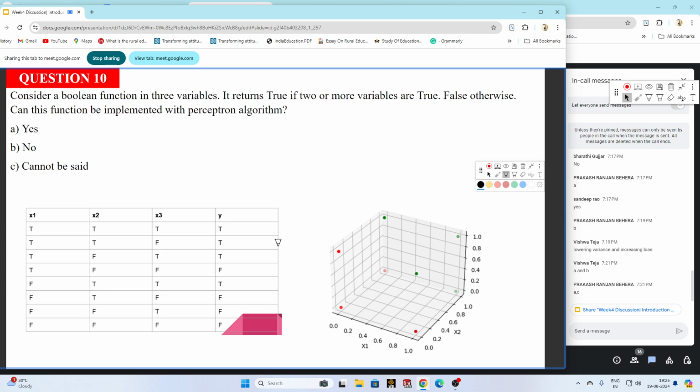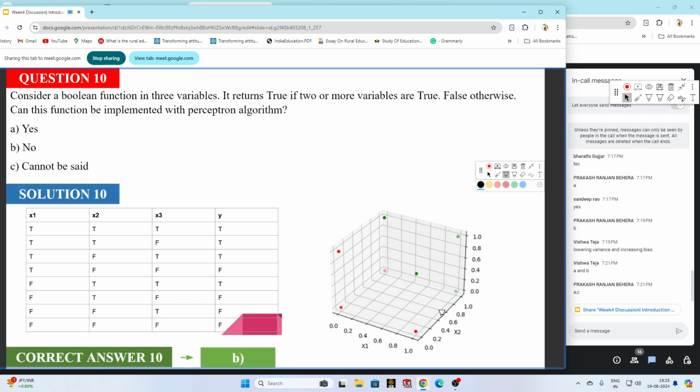So if we denote true by a green point and false by a red point, we can make this graph in Excel or anything, and we can clearly see whether we can separate these two groups by a plane or not, because it is three-dimensional data, so we have to separate it by a plane.